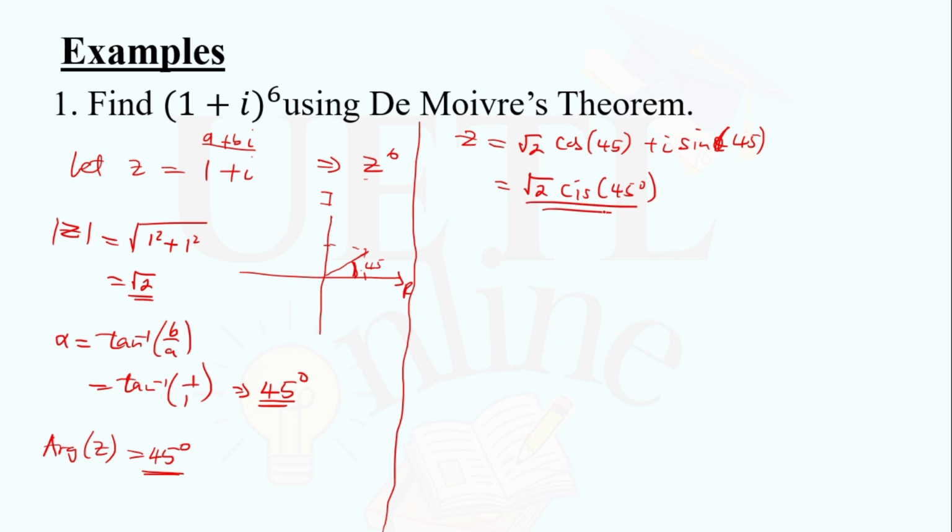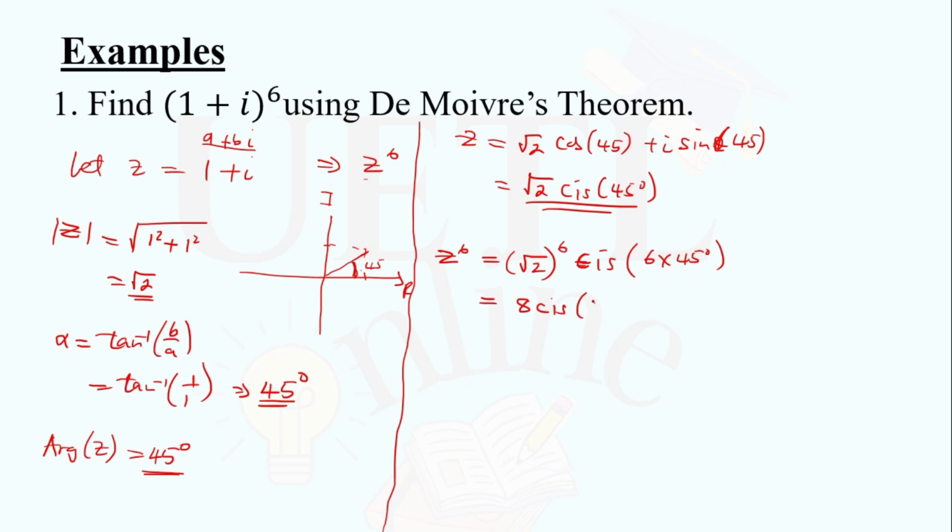After that, we just have to find z to the power 6. By De Moivre's theorem, to find z to the power 6, the first thing is to raise the modulus to the power 6, so root 2 to the power 6. After that, we take this 6 and multiply it with the argument, so 6 times 45 degrees. Root 2 to the power 6 gives 8 as our answer. Then CIS, 6 times 45 gives 270.